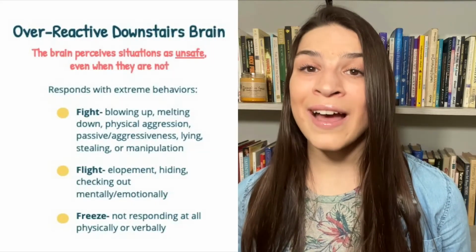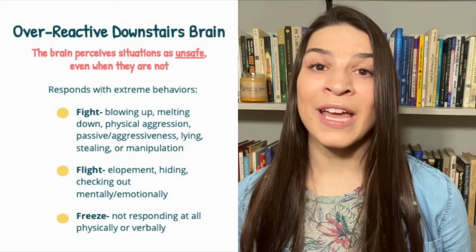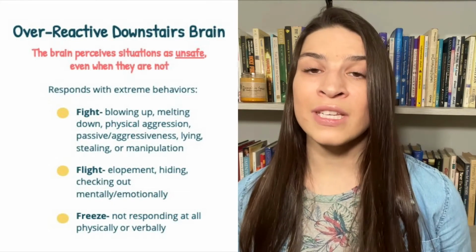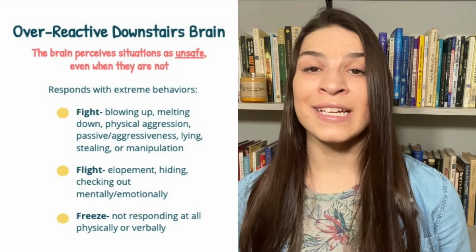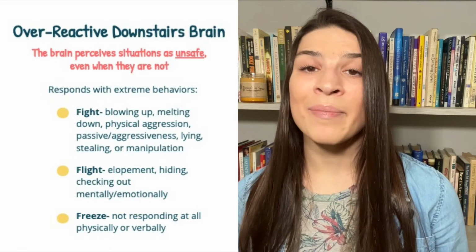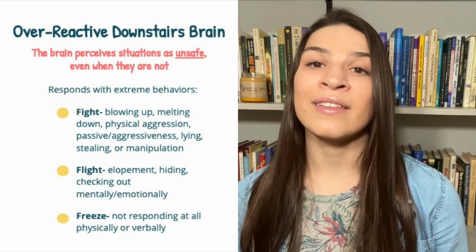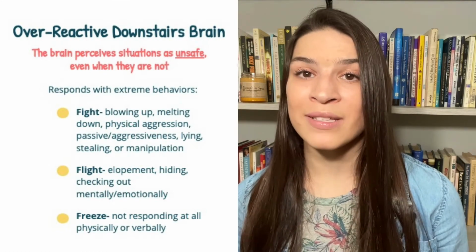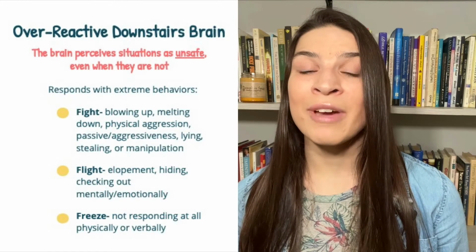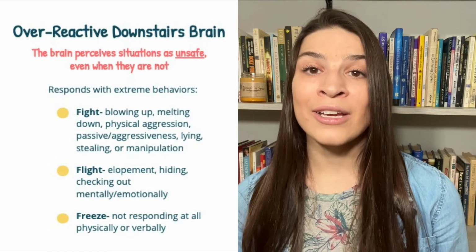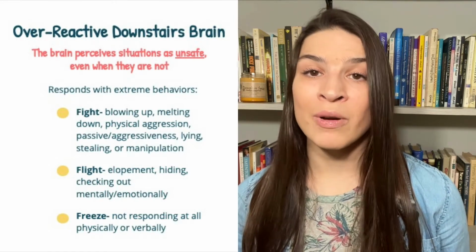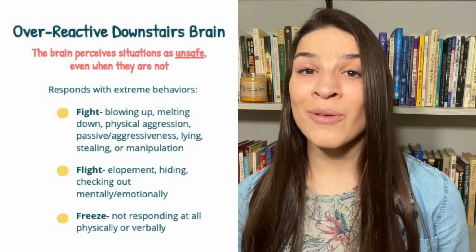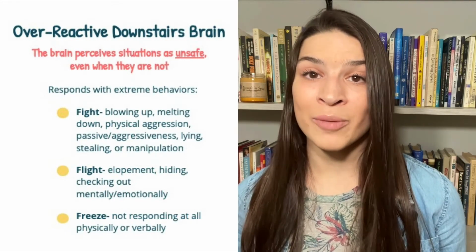When a child feels unsafe, we might see them respond with a behavior that seems extreme given the situation. Some examples of this include blowing up, melting down, physical aggression, and passive-aggressive responses like lying, stealing, or manipulating, which can all happen with a fight response. With a flight response, we might see elopement, hiding, or checking out mentally or emotionally. And with freezing, the person may just stop and not respond at all, either physically or verbally.